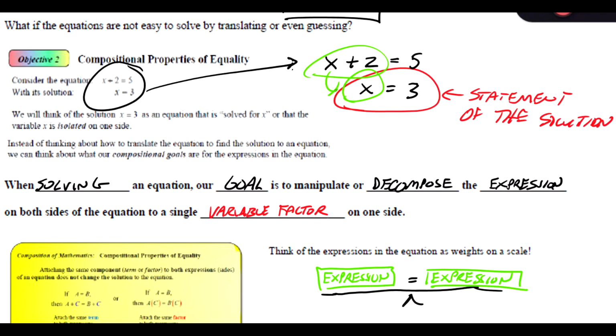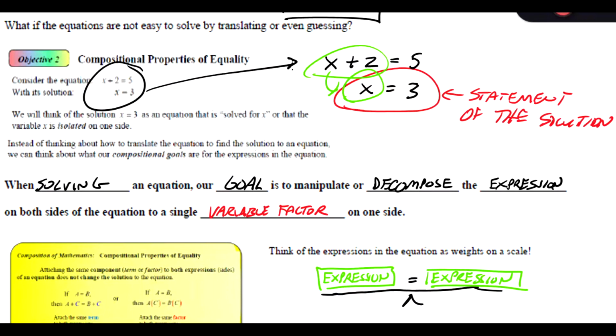And is there a way that we can think about how to manipulate and see the difference in the composition of those expressions? So instead of thinking about how to translate an equation to find the solution, we're going to think about what our compositional goals are for the expressions in the equation. We're basically going to compare expressions to what we want, which is just x on one side. So when solving an equation, our goal is to manipulate or decompose the expressions on both sides of the equation to a single variable factor on one side.